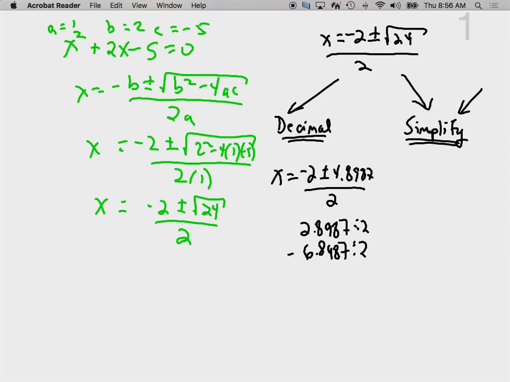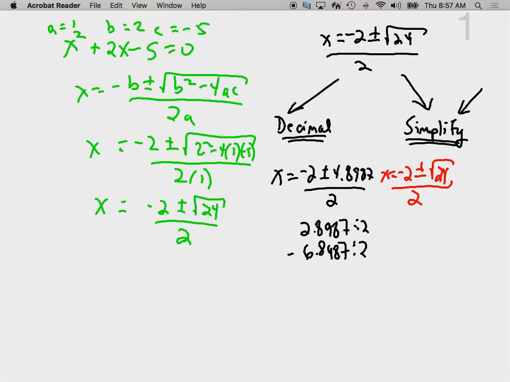To be able to do well with this, you gotta have pretty good times tables, and you really do need to know your perfect squares. So I'm going to do this one quickly to give you an idea of how to do it. Then we'll go back to the lesson sheet and we'll work it through on there, showing you a little bit more work. What it says right here is -2 plus or minus the square root of 24 over 2.